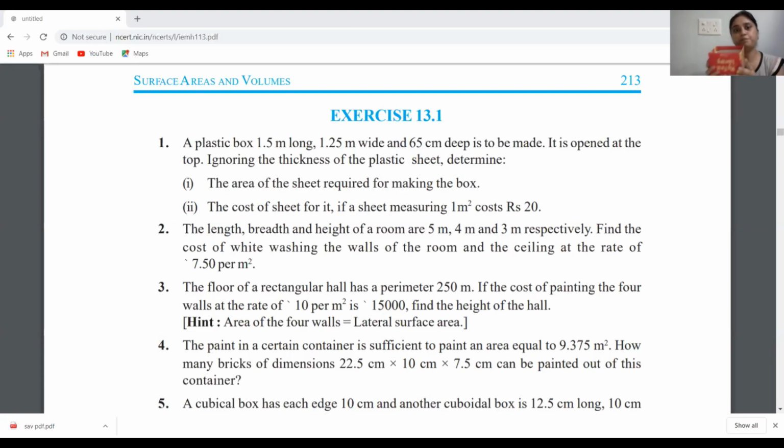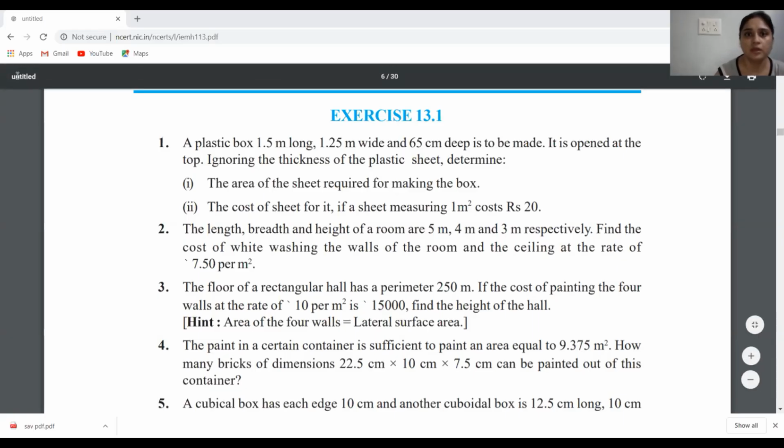So let us proceed. In the second part of the question, what do we need to do? We need to find out the cost also. The cost will easily come out once our area is found. So let us work out the area first. Then we will find out the cost. Now, bacha, you can see this figure. This is the plastic box I have drawn. So we are going to sort out this question, right? Let us start by writing the dimensions.